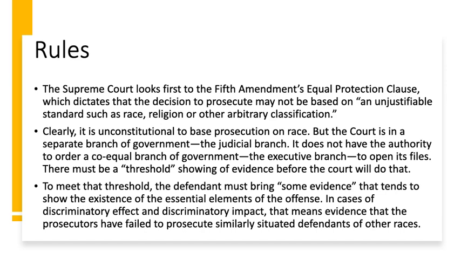So what is that going to be? Well, the court looks at a lot of different cases and says there has to be some evidence that shows the existence of the essential elements of that offense, meaning they have to bring in some evidence that shows that this is happening. And that it has to be a discriminatory effect and impact. Evidence that the prosecutors have failed to prosecute similarly situated defendants of other races.